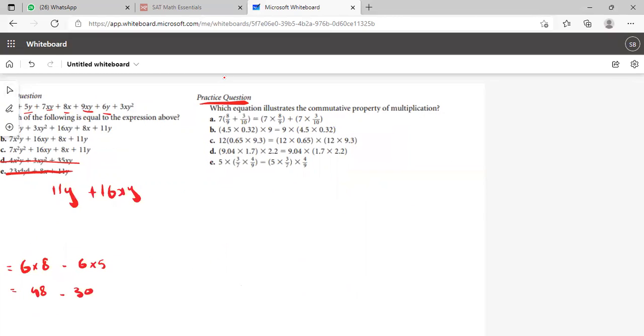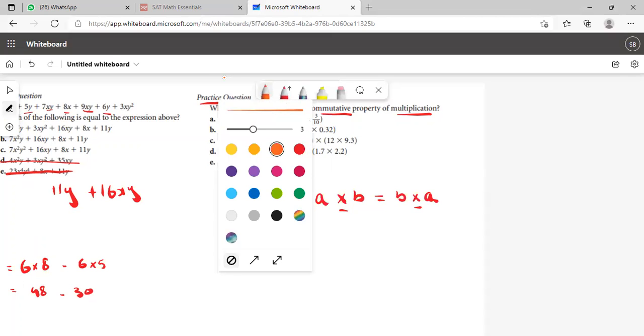Okay, which equation illustrates the commutative property of multiplication? So what was the commutative property? I told you, always remember commutative by order. This was the commutative property, right? And multiplication, so we have this multiplication sign. Okay, so is it the commutative property? The first one. And if it's not the commutative property, then what property is it?